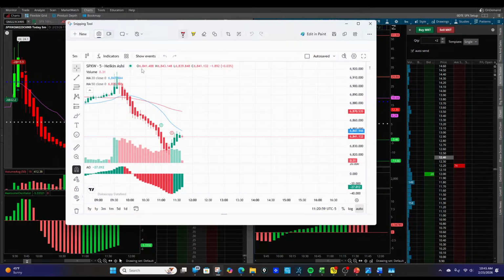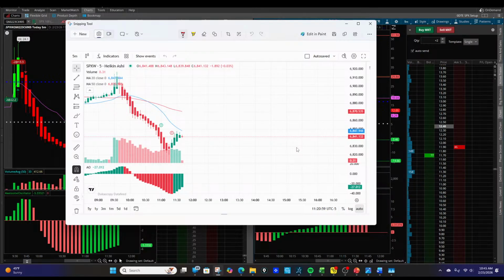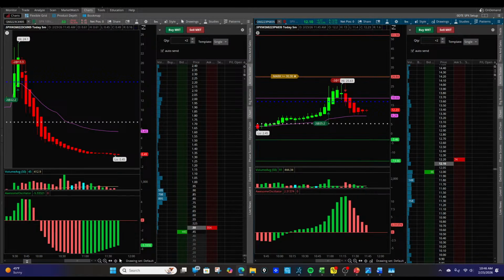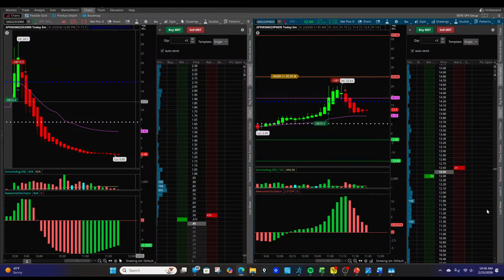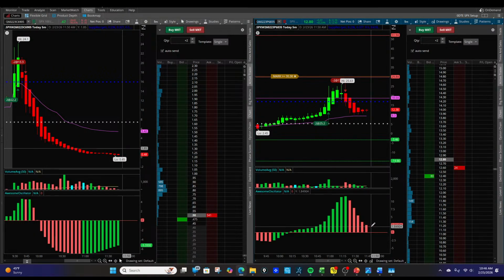Let's see. Oh, okay. So that's what I'm looking at right now. We got this low volume here. And it looks like it's respecting the VWAP. So waiting to see a green bar on AO.